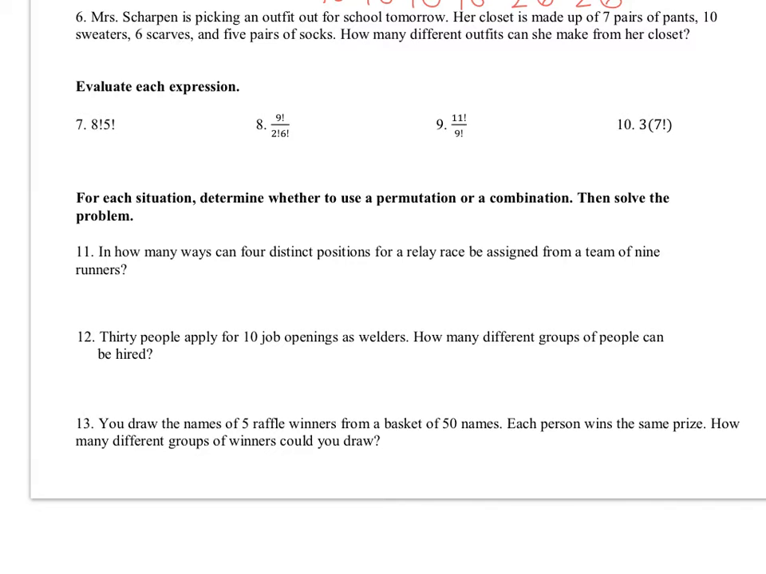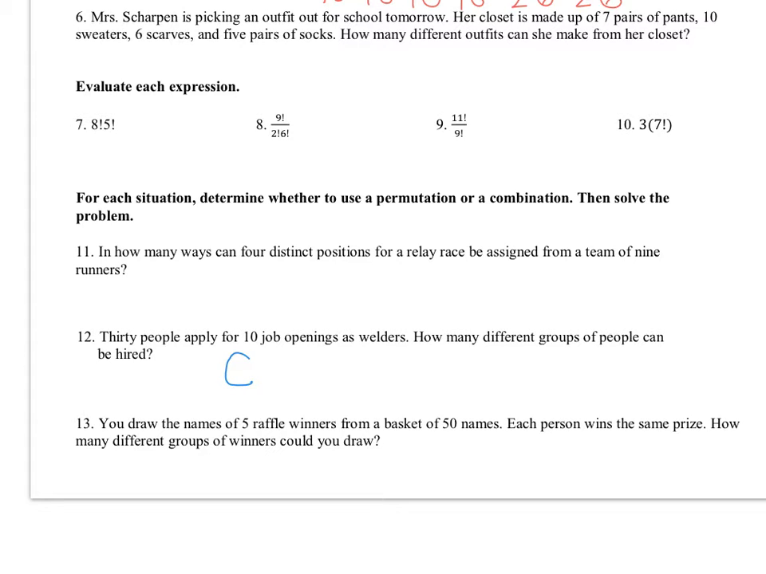Next question that was asked was 12. Okay, so it's saying 30 people are applying for a job, with openings as welders. How many different groups can be hired? Now you have to think, does order matter? Well, no, it doesn't matter the order that you hired the people. They're all going to show up on the first day of work. It doesn't matter the order that you called. So that's going to be combination.